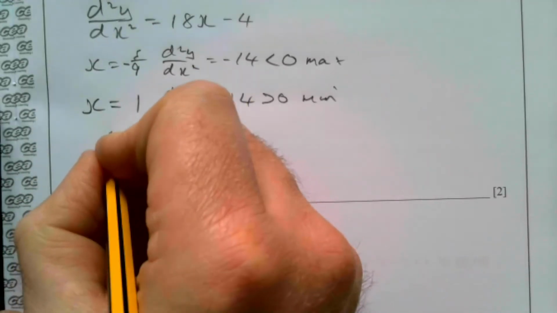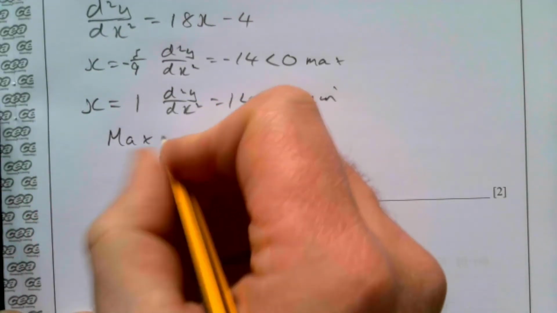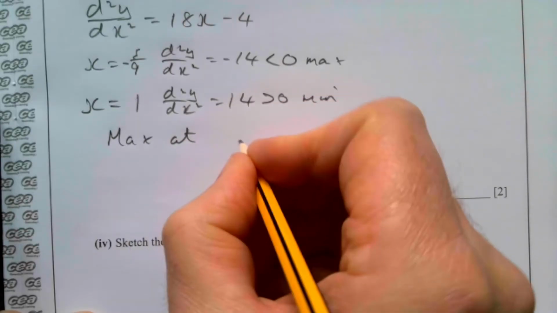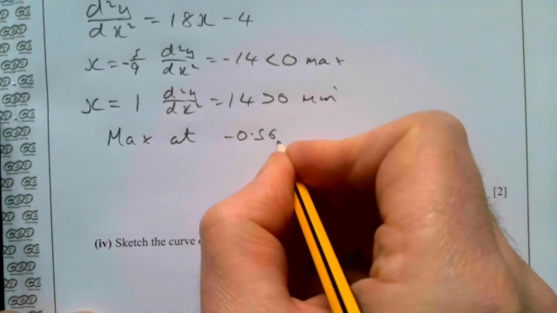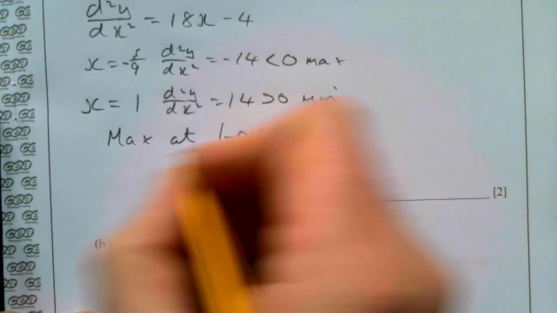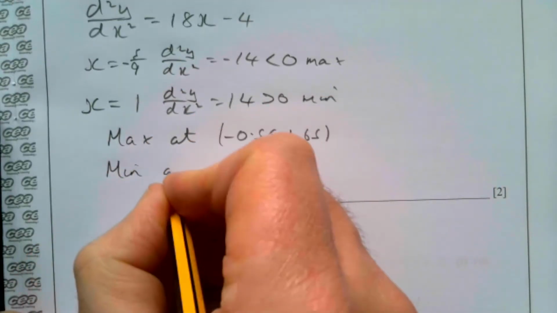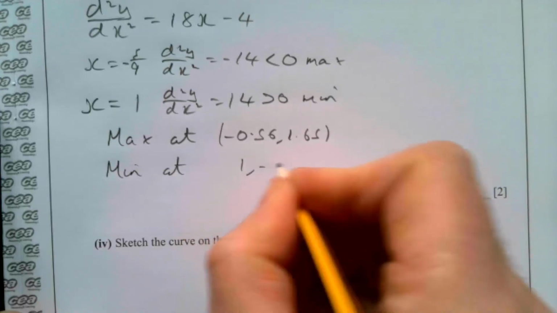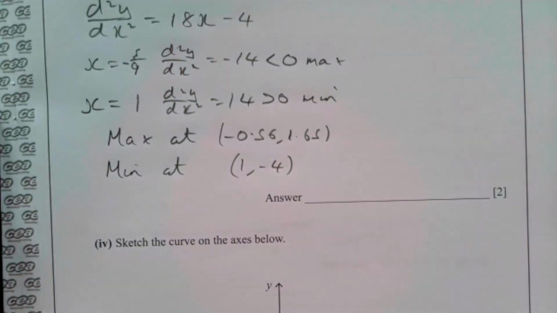So there's a maximum at minus 0.56, 1.65, and there is a minimum at 1, minus 4.